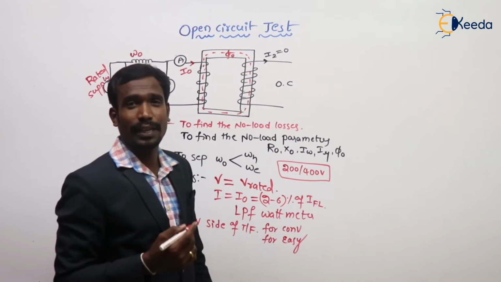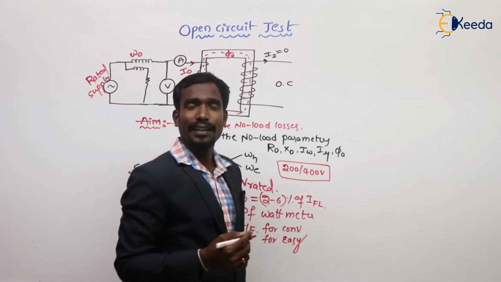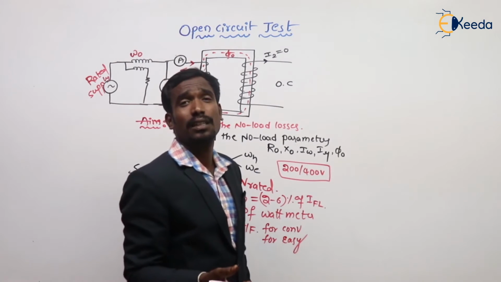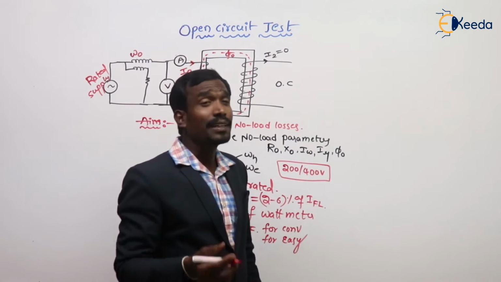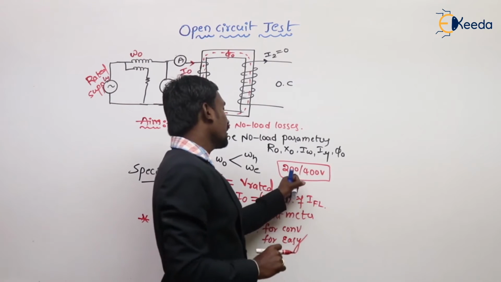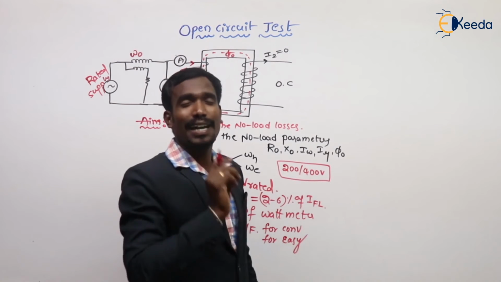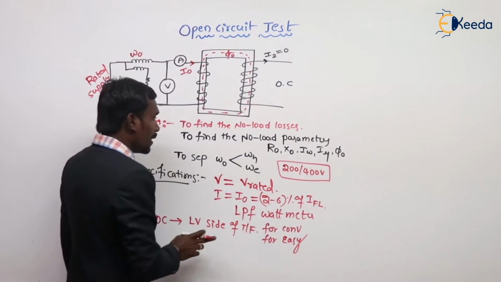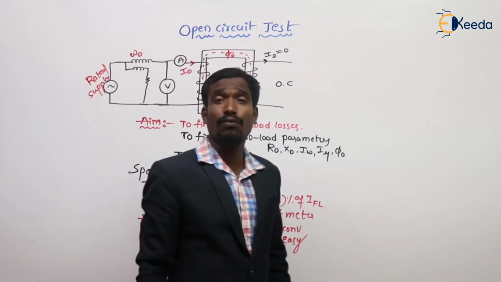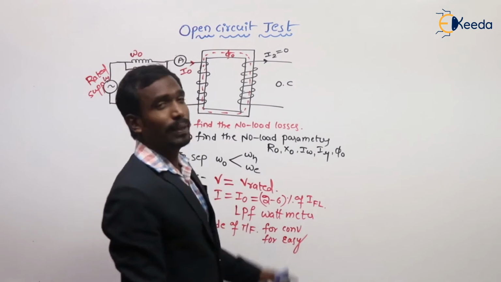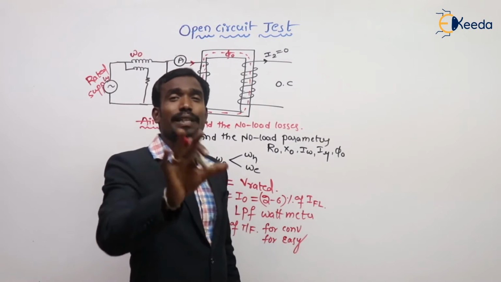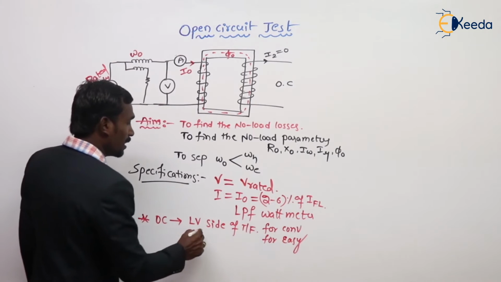Another main thing is there. If the test is conducted on the HV side, the no load current is very small, negligibly small, and the results may not be accurate. So to get accurate results, the test should be conducted on the LV side, for convenience of meters, convenience of supply source, easy calculations, and good results.